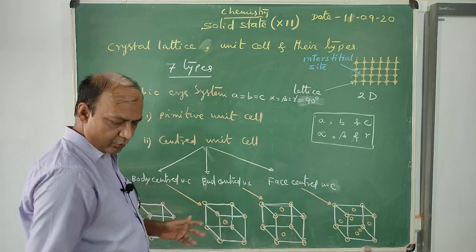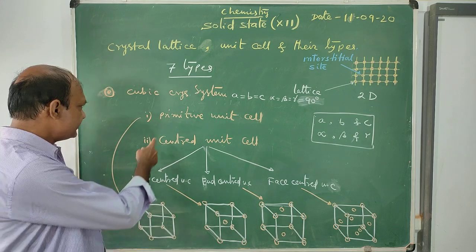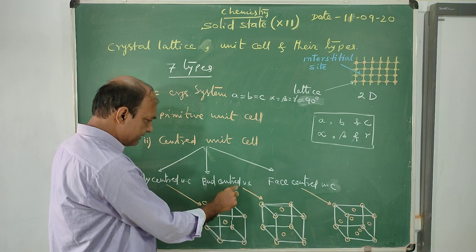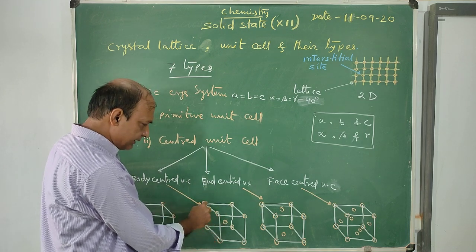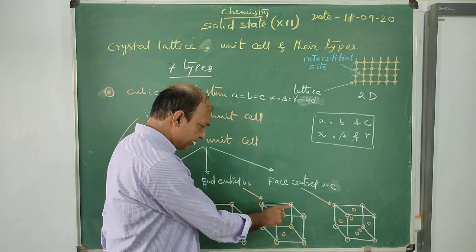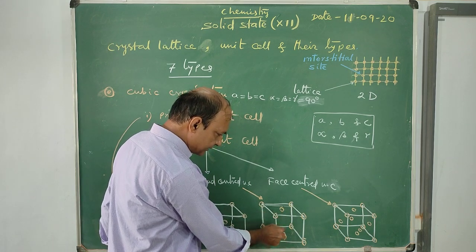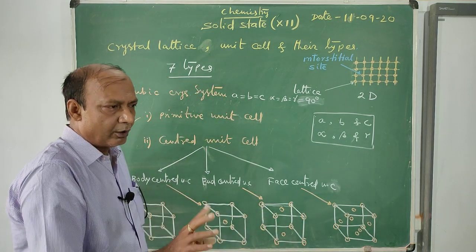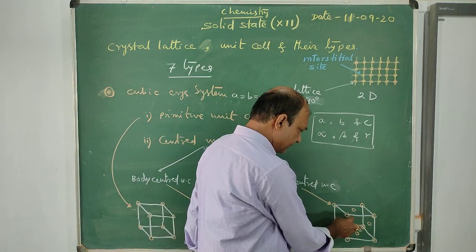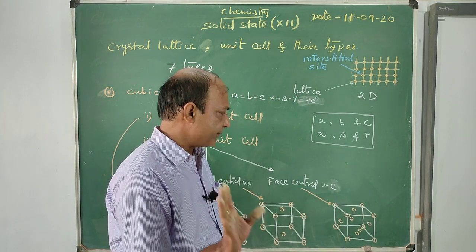Now see, just 1 minute, you see the diagrams. These 4 diagrams are very important. This is primitive unit cell, only at the corners. This is body-centered unit cell. In addition to the particles at the corner, there is a particle at the center. In end-centered unit cell, in addition to the particles at the corner, there are 2 particles at the center of any 2 opposite faces. And in face-centered, in addition to the particles at the corner, there is a particle at the center of each face. Remember.